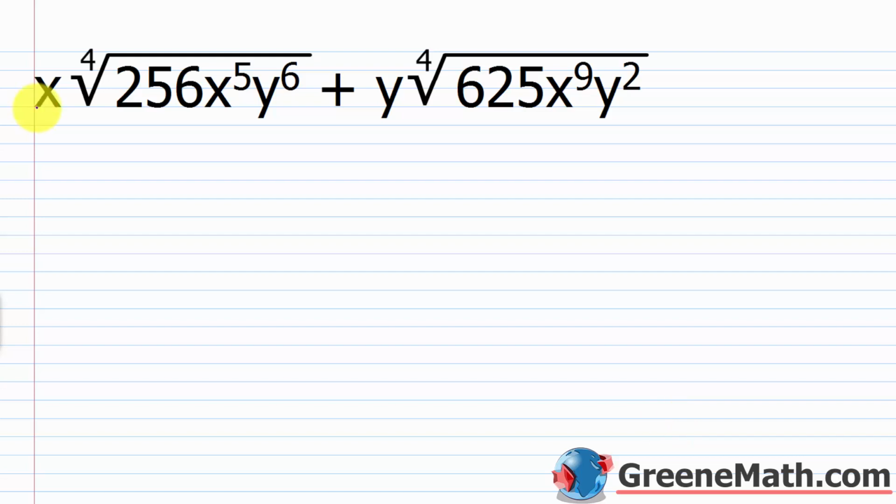All right, let's take a look at another one that's pretty tedious. So we have x multiplied by the 4th root of 256x to the 5th power y to the 6th. Plus y multiplied by the 4th root of 625x to the 9th y squared. So let's try to, again, just separate things and simplify and then come back up. So x multiplied by the 4th root of 256x to the 5th power y to the 6th power. So let me scroll down and get a little room going.